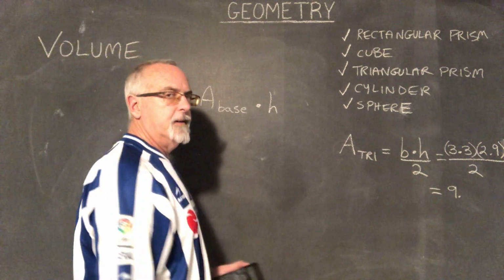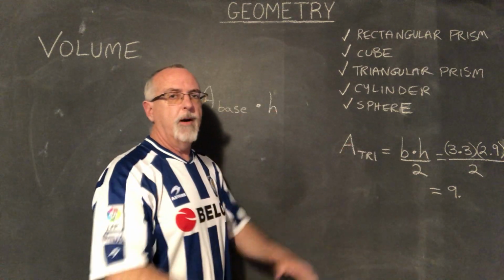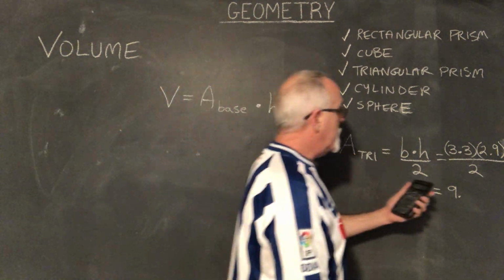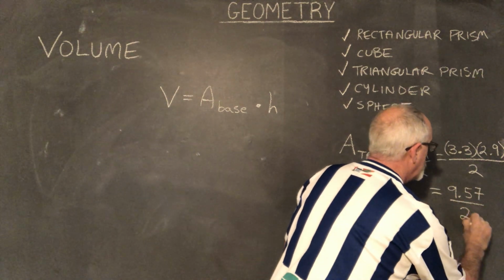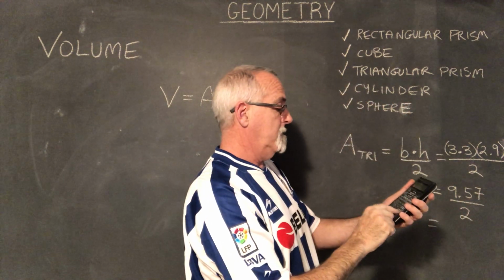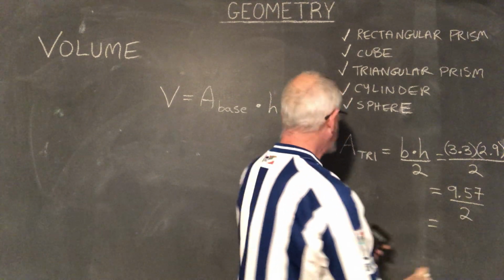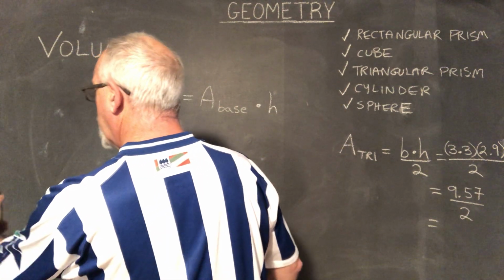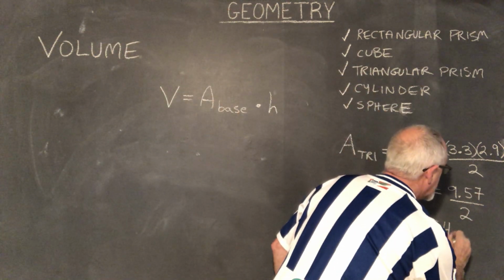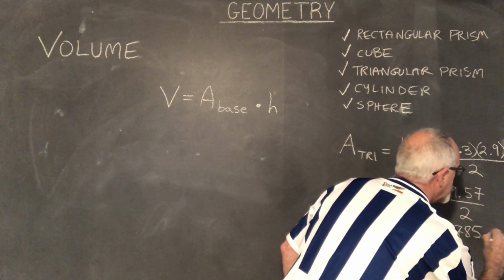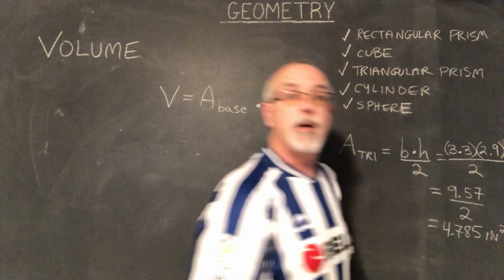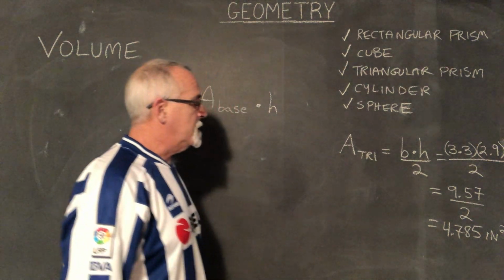Okay, I know why I wrote that. The 8.5, I haven't gotten to that part yet. It's 9.57 divided by 2 equals 4.785. Did I have that written somewhere over there? 4.785, and that's going to be inches squared. Is that fitting? Yes, again, just barely.